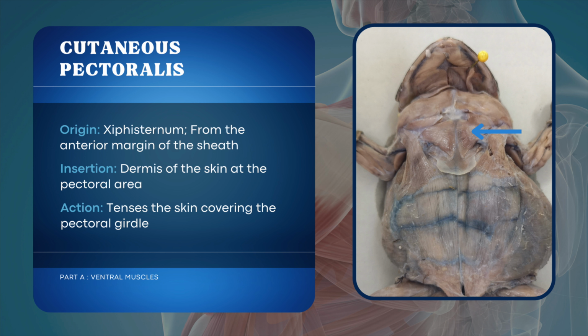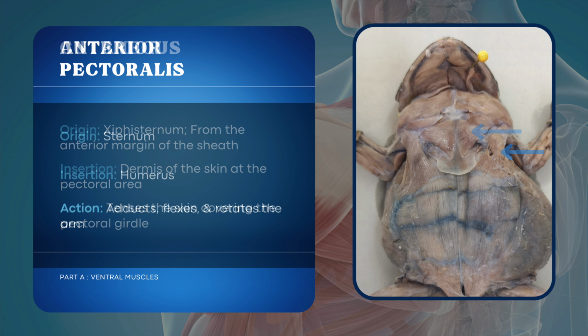Posterior to the sternoradialis is the cutaneous pectoralis, which is a thin muscle originating from the xiphisternum and from the sheet's anterior rim that surrounds the rectus abdominis. Its insertion is the dermis of the skin at the chest area, and it tenses the skin that overlies the pectoral girdle.